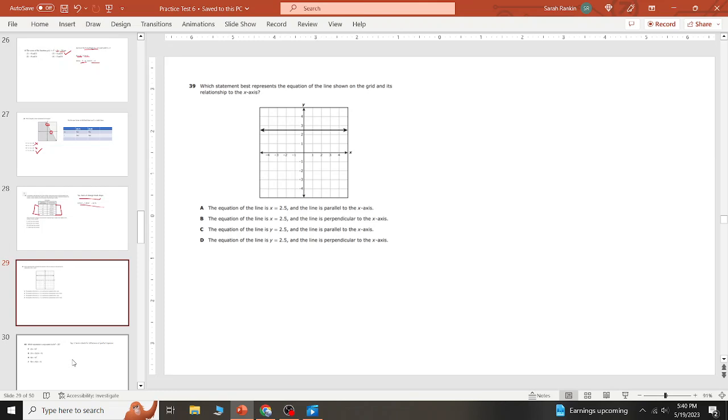Which statement best represents it? All right. So notice here, every y value is 2.5. So we got y is 2.5, and it's parallel to the x-axis, because here's my x-axis, right? And I'm parallel to it. And in every case, for every x, y equals 2.5.